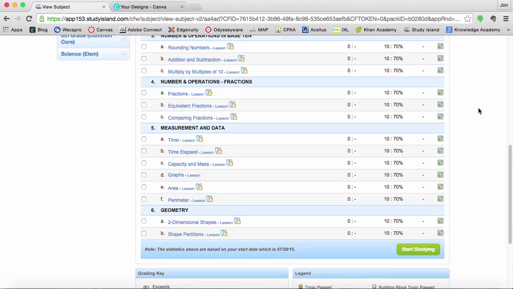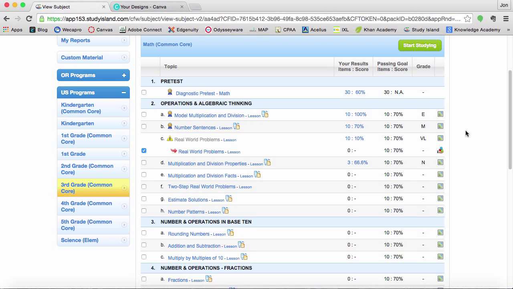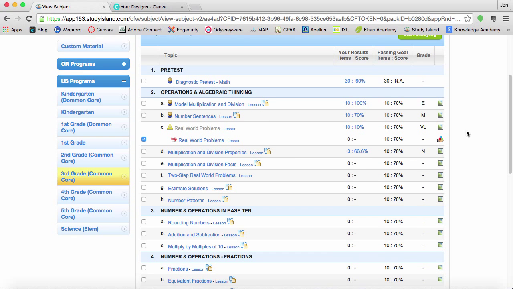Now notice there's not a lot of assignments. If you're wanting to spread this out over the year, you're probably not going to have your student do a half hour every single day of Study Island. They could very easily get through some of this. So you might have them do one a week, work on modeling multiplication and division, come in and practice that 10 minutes every day, but just keep doing it. And then the next week you come in and do number sentences.